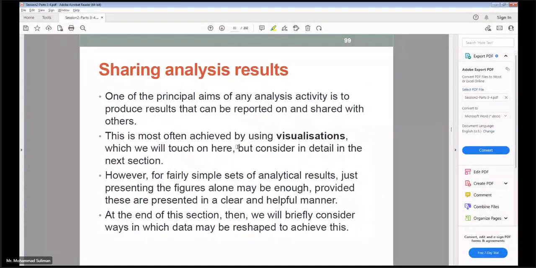Sharing analysis results. Why do we do the analysis? At the end, we want to share these analysis results with the concerned parties. So we produce the results after the analysis activity. We produce the results that can be reported on and shared with others. This is most often achieved by using visualization, by using some graphs, for example, the bar chart or pie chart.